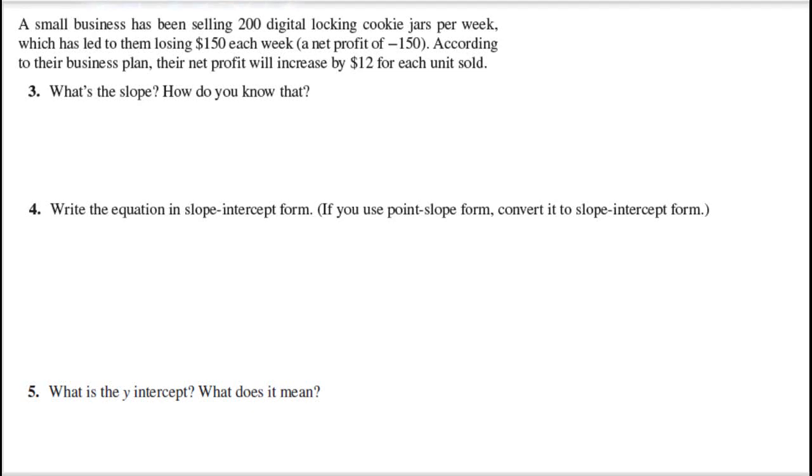Okay. What's the slope? How do you know that? We know that the $12 per cookie jar is the slope, and we know that because it says for each unit sold. Each is how we know that. Write the equation in the slope-intercept form. Restart the video once you've done that.